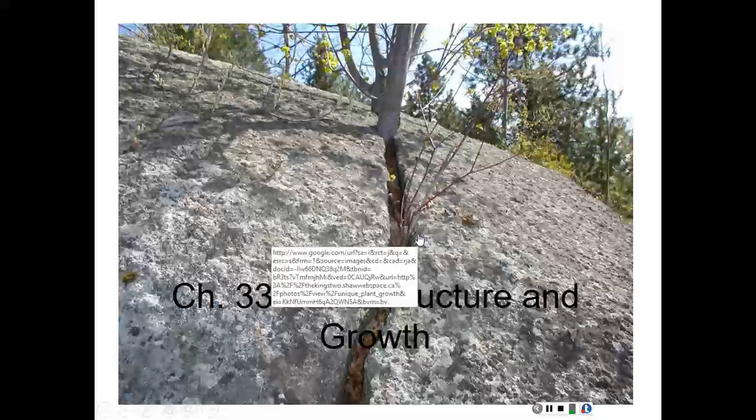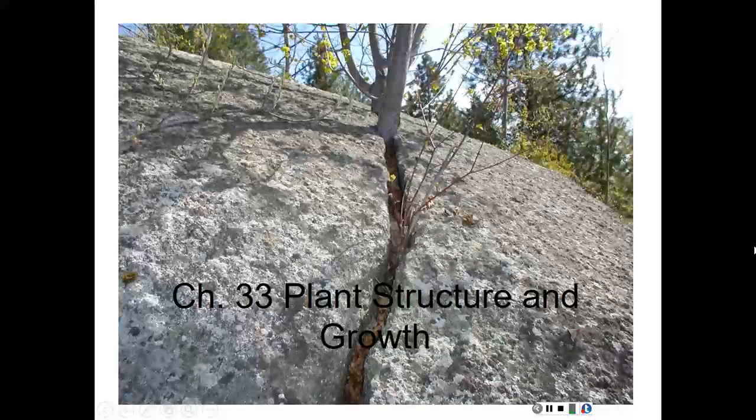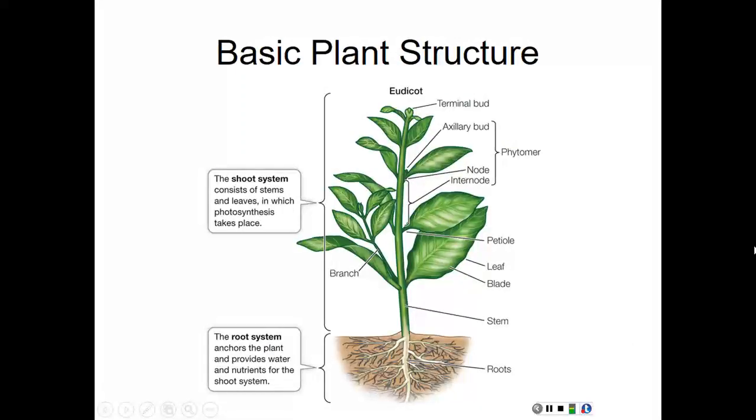Okay, let's talk about plant structure and growth, chapter 33. So, the main parts of a plant are fairly obvious. The roots, the stems, the leaves. I think you probably knew that. But what are they for?